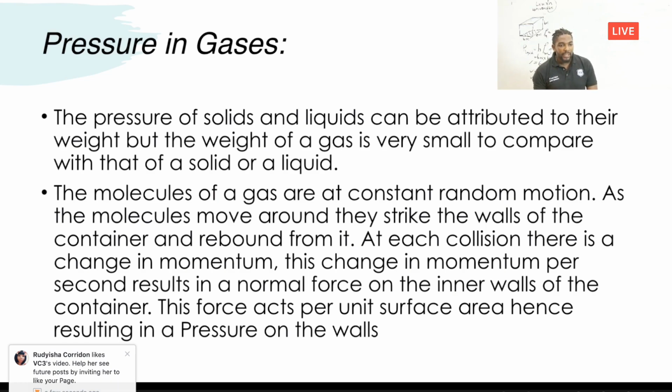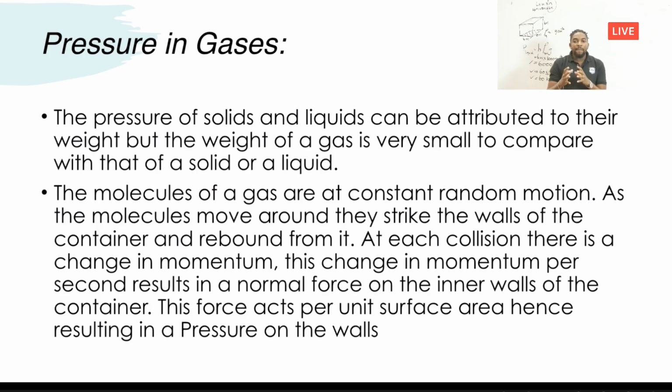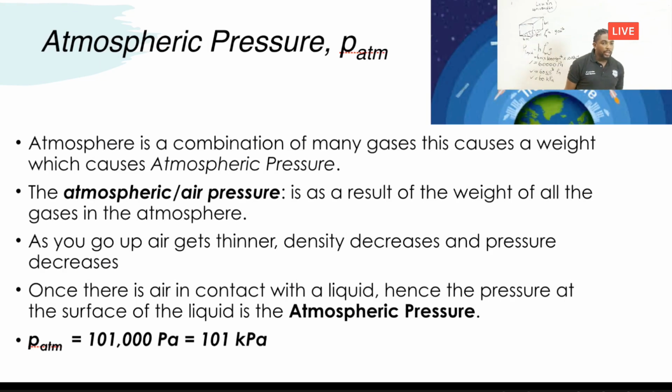Okay? So what you can see there, it says that the molecules of a gas are in constant random motion. As the molecules move around, they strike the walls of the container and rebound from it. At each collision, there is a change in momentum. Change in momentum meaning the mass times the change in velocity, the change going from one direction to another direction. That's where momentum is changed. Now it says that this change in momentum per second results in a normal force on the inner walls of the container, and the force acts per unit surface area, hence resulting in a pressure on the walls. Okay?